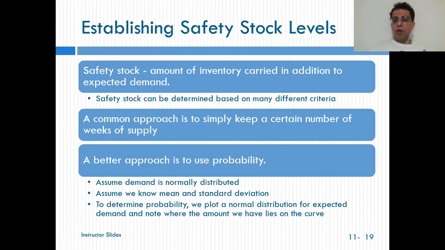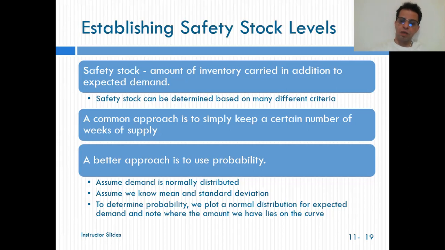But what do we want to do? We also want to establish a safety stock level. Safety stock is the amount of inventory carried in addition to the expected demand. Safety stock can be determined based on many different criteria. A common approach is to simply keep a certain number of weeks of supplies, 2 weeks, 6 months, something like that. A better approach is to use probabilities. At this time of the year, the chances are there is more consumption, and at that time of the year or days, less consumption.